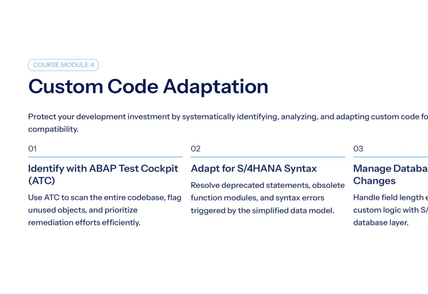Furthermore, you need to consider the implications of SAP S/4HANA on function modules and syntax, which may require adaptations to ensure compatibility. Additionally, you should be prepared to address potential issues related to legacy code, such as deprecated statements and field length extensions.